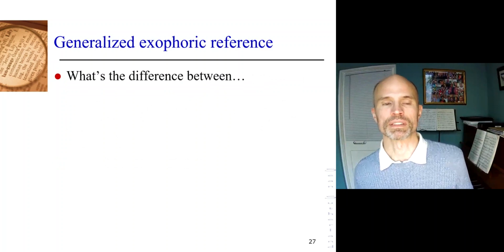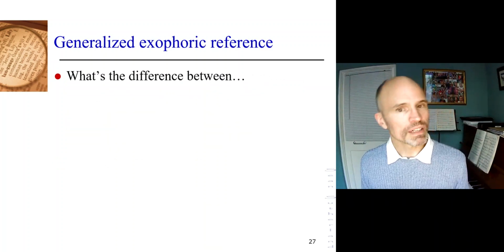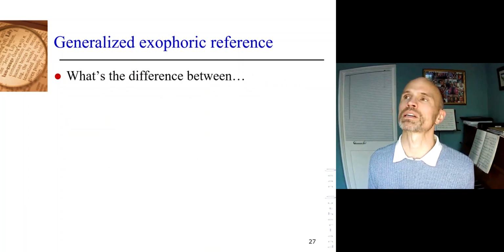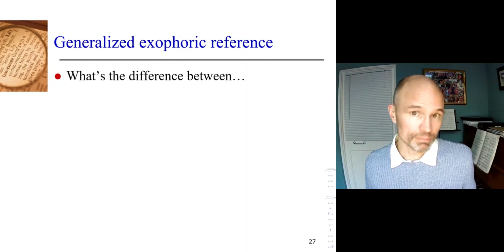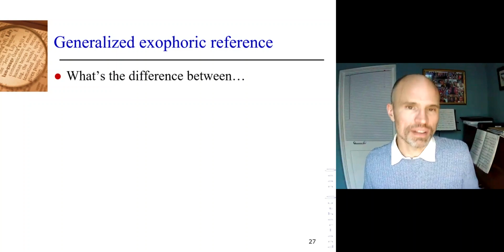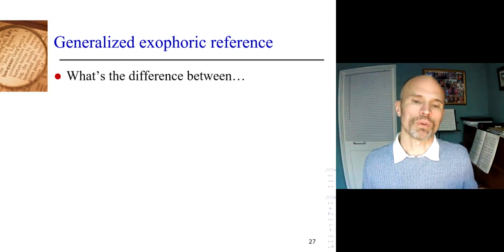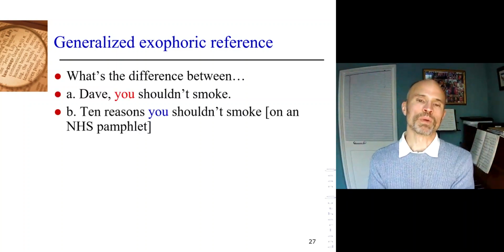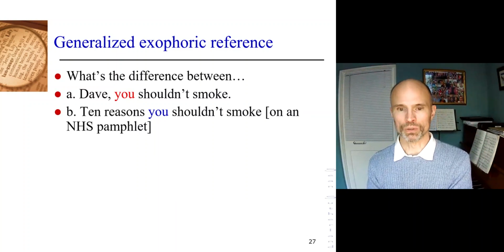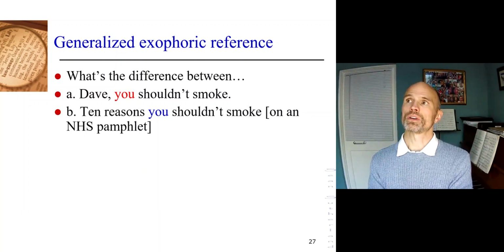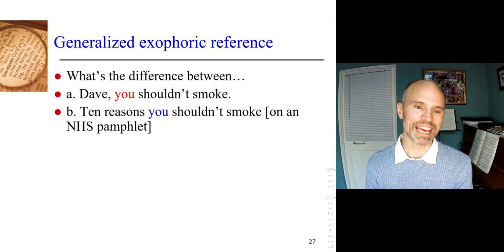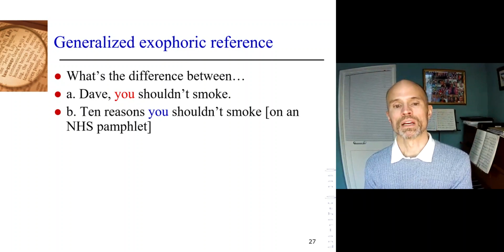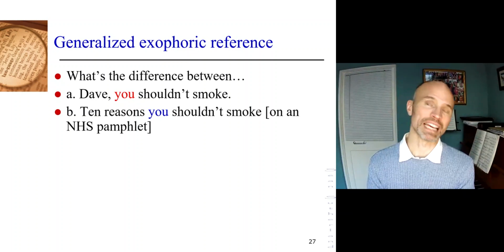Generalized exophoric reference. Big long name, not very difficult to understand though. Exophoric means it refers to something outside of the text. And general means general here, not something specific, right? So, think of the difference between the red "you" and the blue "you" here. After you've thought about that for a moment, you'll realize that the red "you" refers to Dave, right? Dave, you shouldn't smoke. "You" specifically refers to Dave.